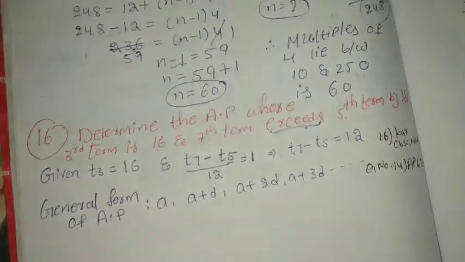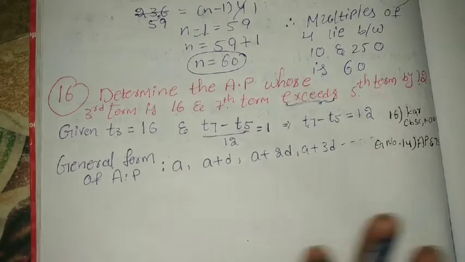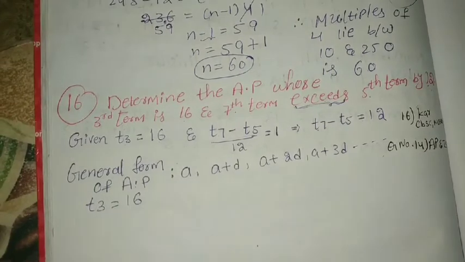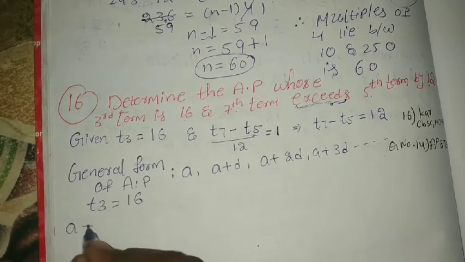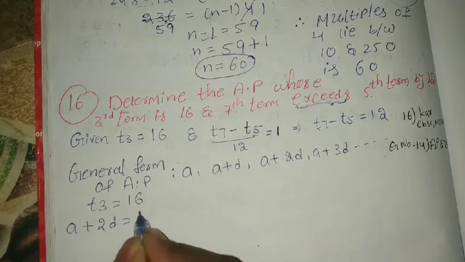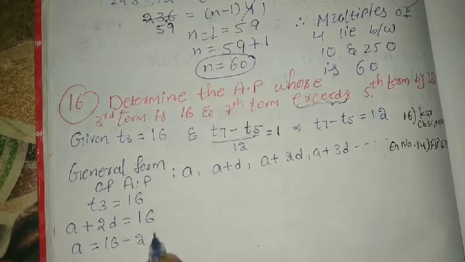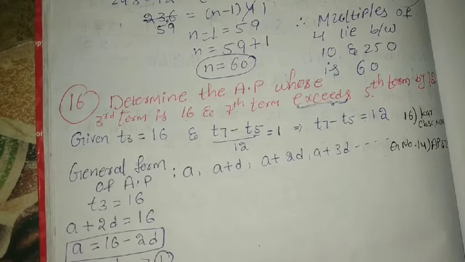Let's check here. What do we have to write here? See, already we solved these types of problems, no? Do you remember this? Term 3 is equal to 16. What is the term 3 formula? a plus 2d is equal to 16. What is a here? a is equal to 16 minus 2d. You can keep it as equation number 1.